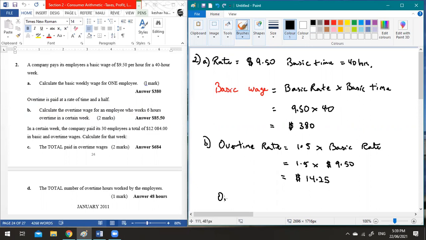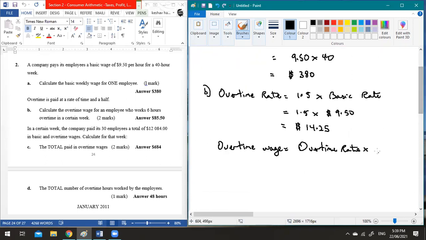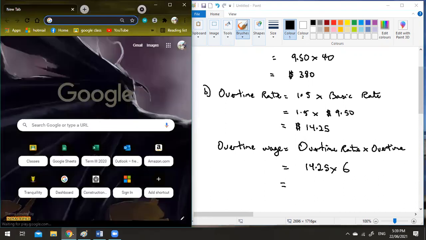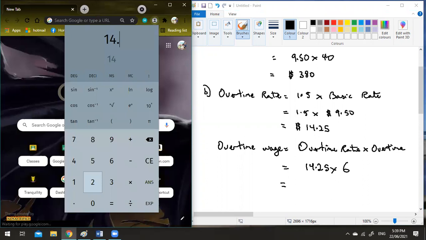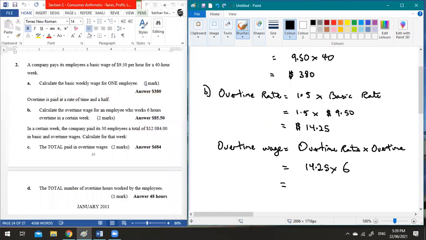Now the overtime wage is the overtime rate by the overtime worked. So in this case it's $14.25, and the question said he or she worked for 6 hours. So $14.25 multiplied by 6. 85.5, remember it is money, so it'll be 85.50.